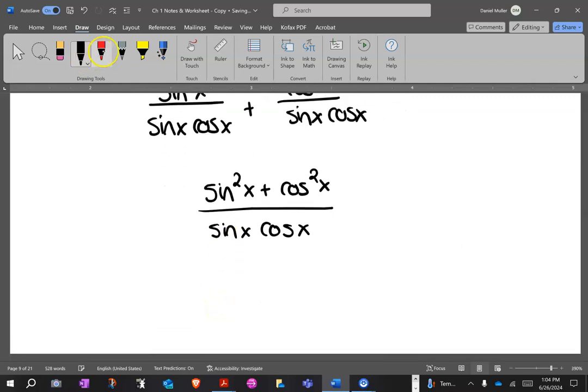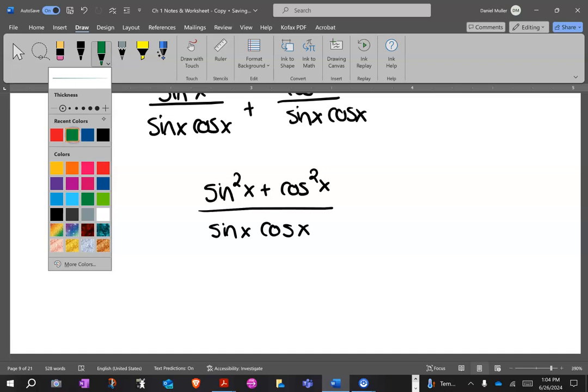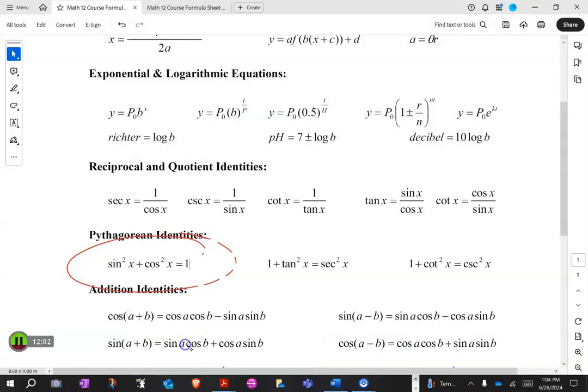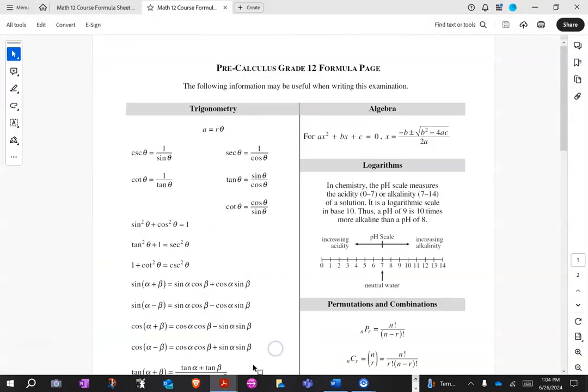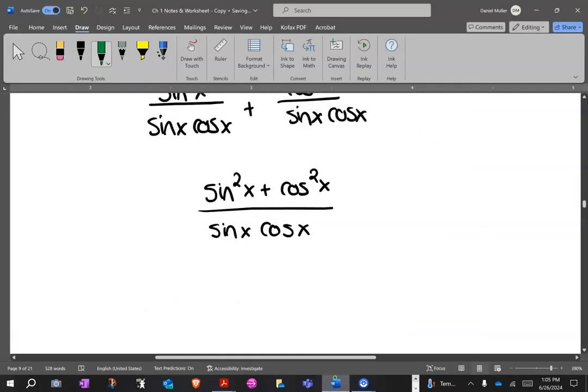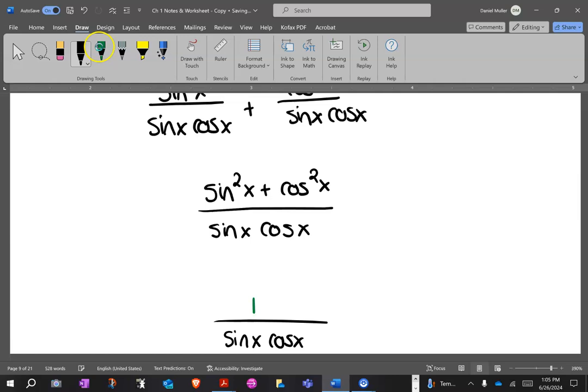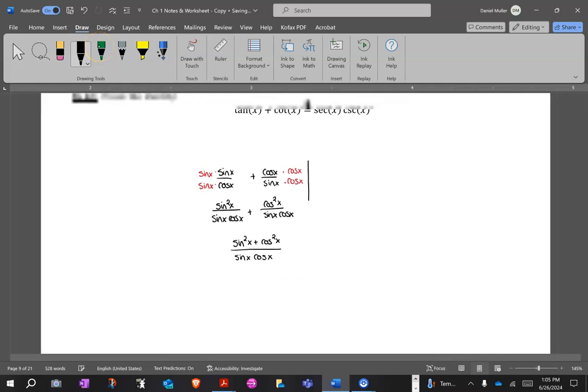So sine squared plus cos squared is just 1. I'll write that off to the side, but you can see here, but even we can look at a different one. So this is a different pre-calculus formula sheet, but there, sine squared plus cos squared equals 1. So this is just equal to 1 all over sine x cos x. And that's not what we have.